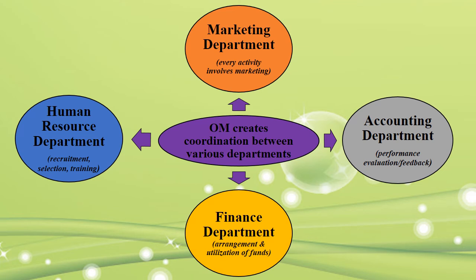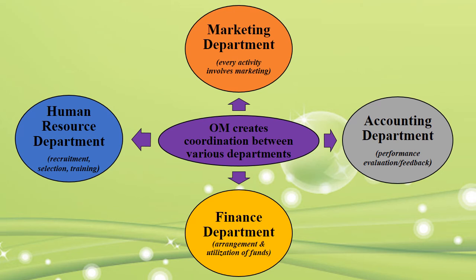As we know, for every successful business, the coordination between various activities or various departments is very important. So operations management helps in creating a cross-functional coordination between different departments of the organization. As shown in this figure, every activity from production to providing the customer service or sales or after sales services is connected to marketing.